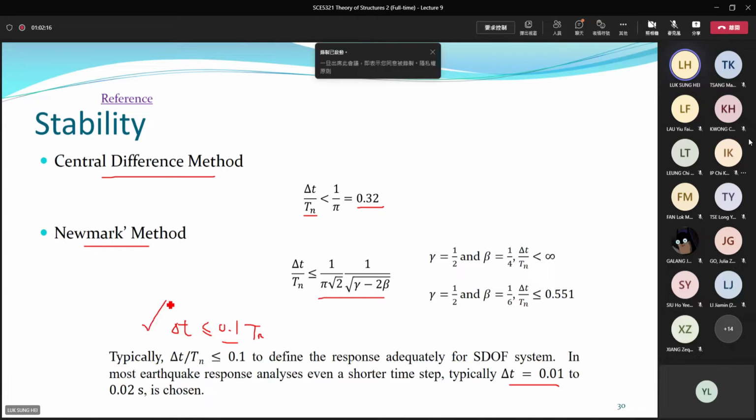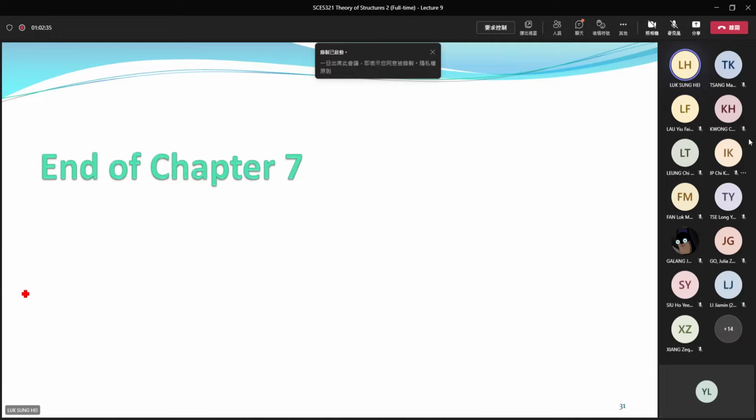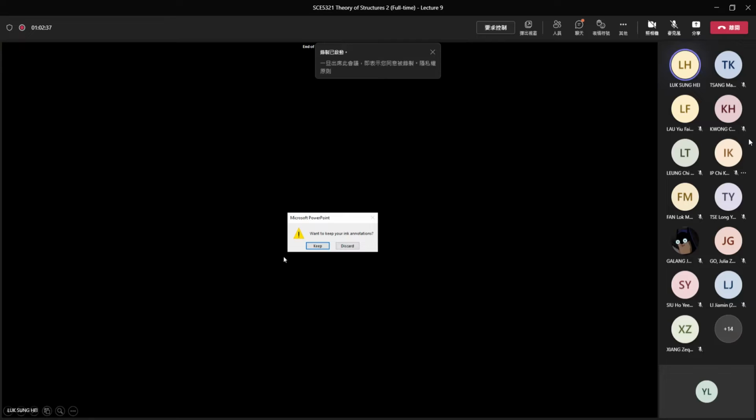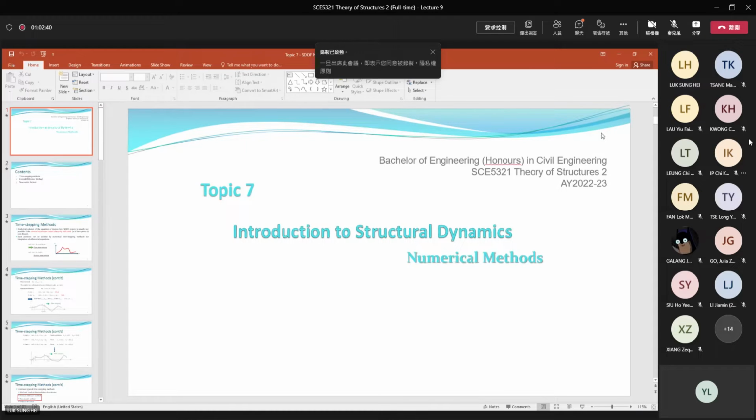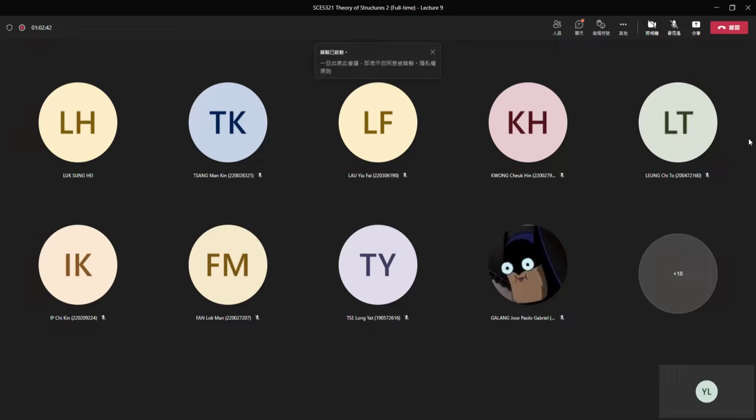I think these suggestions are quite useful, because the time step is defined by you. If you do not have much experience in using this kind of numerical method, I believe these suggestions can help you start up your analysis. So that is the end of chapter 7. This is a relatively short chapter, numerical methods.